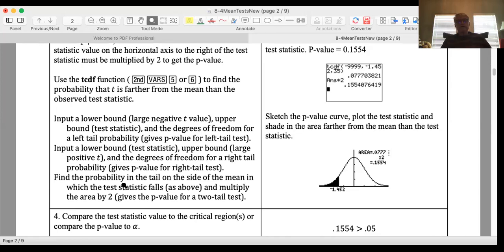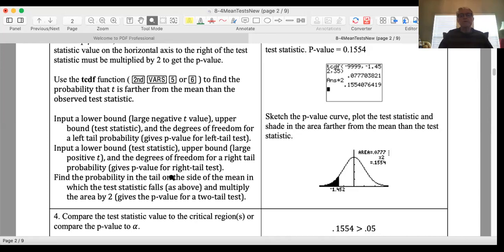Now the test statistic is going to fall on one side or the other of the mean, 0. If it's negative, it's on the left. If it's positive, it's on the right. What we're going to find is the area underneath the curve farther from the mean than the test statistic. So since it's on the left, our lower bound is all the way to negative infinity, but we'll just use a large negative number. And the upper bound is going to be the test statistic itself. Okay, so we're going to find that area, and then we're going to multiply that by 2.